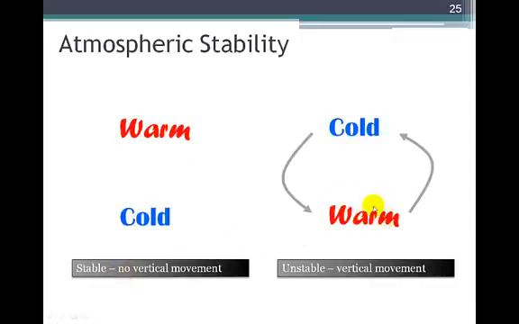On the other hand, when we end up with warm air underneath cold air, that warm air wants to rise and the cold air wants to sink, and so there is a tendency for vertical movement here. And that tendency for vertical movement makes it an unstable atmosphere.